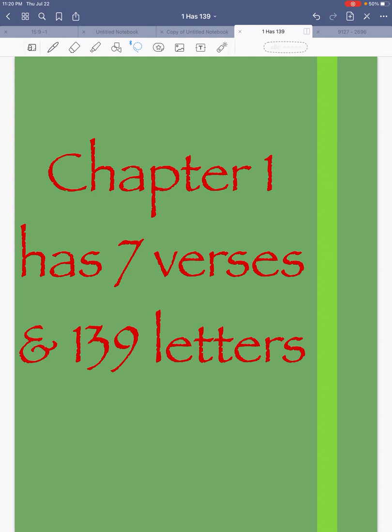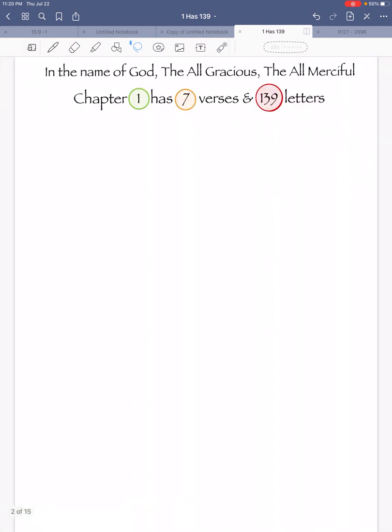Okay, let's take a look at chapter 1. We know that chapter 1 has 7 verses and 139 letters. Let's see what these numbers are telling us mathematically. In the name of God, the all-gracious, the all-merciful. Chapter 1 has 7 verses and 139 letters.